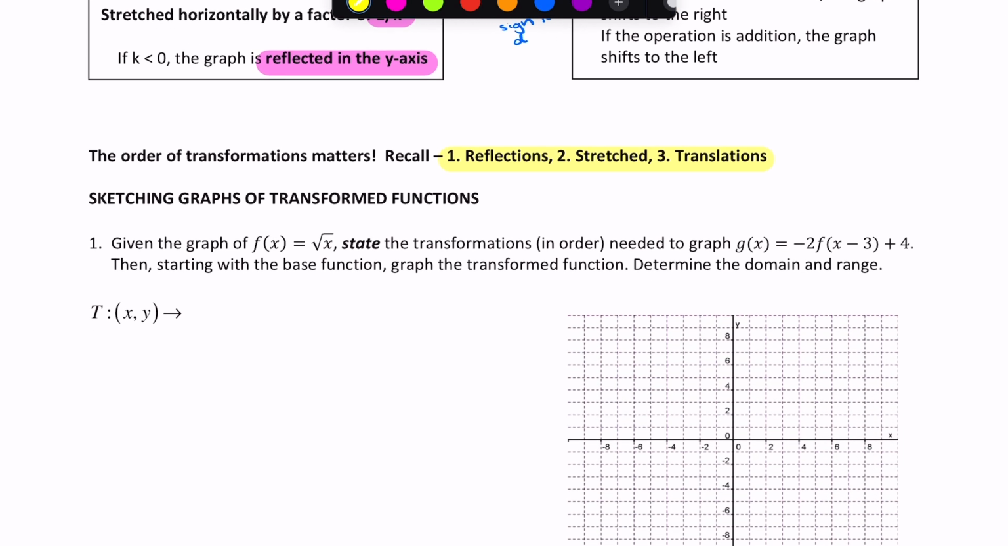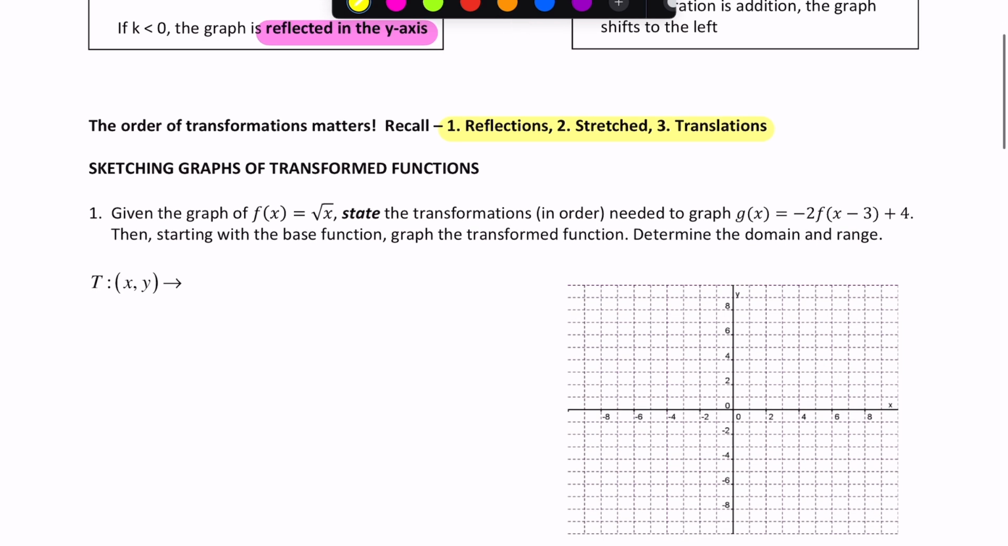Now let's look at sketching the graphs of transformed functions. Here we have our parent function of square root x. Given the graph of f of x equals square root x, state the transformations in order needed to graph g of x, which is equal to -2 f of (x minus 3) plus 4. Then, starting with the base function, graph the transformed function, and then determine the domain and range.